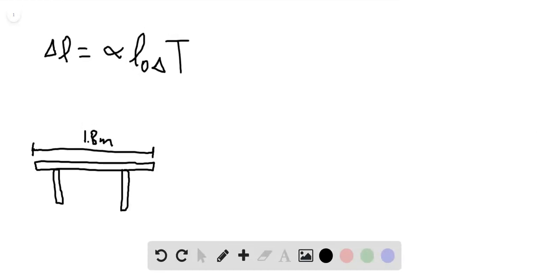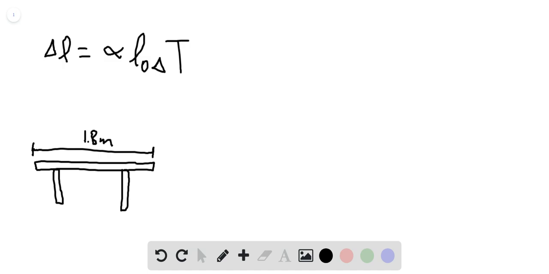In this exercise, they're asking us to measure the thermal expansion of two different materials. There's super Invar, which is a really cool material with a very low coefficient of thermal expansion. And we want to compare with the same table made of steel.